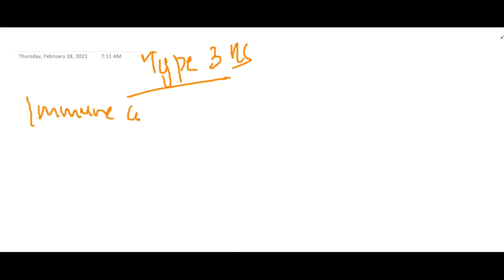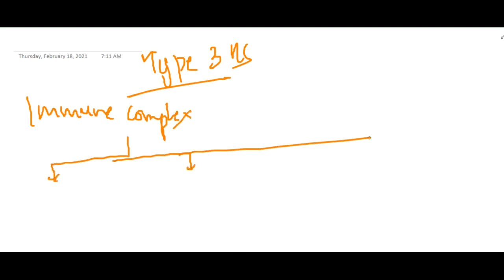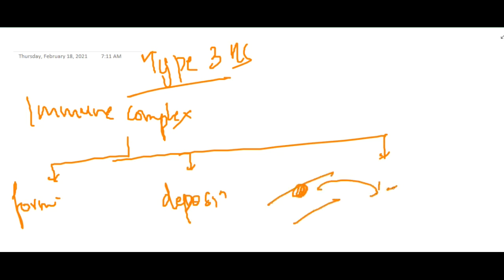And we have type 3 hypersensitivity reaction. In type 3 hypersensitivity reaction, it includes mainly the immune complex disease. This immune complex disease has three phases. First, there should be immune complex formation. Then there should be immune complex deposition. Then once the immune complex is deposited in the tissue, this will activate the complement system, thus resulting in hypersensitivity reaction. So this is type 3 hypersensitivity reaction.